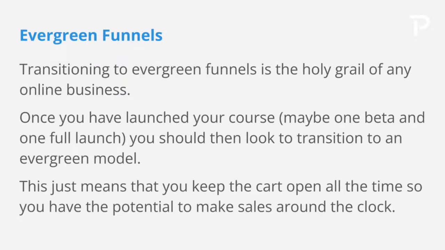Then there's Evergreen Funnels. This is the holy grail. Transitioning to Evergreen Funnels is the holy grail of any online business, making money whilst you sleep. Once you have launched your first course, maybe one beta and one full launch, then you can look to transition to an Evergreen model. I would try and launch a few times anyway. If you are putting an online course out there, for example, your first one could be that beta launch, so you're actually engaging with your clients. But then once you get them results, you can get testimonials to put your next launch out. Then once you get them results, it could then just snowball. And then your ideal is to put this on Evergreen.